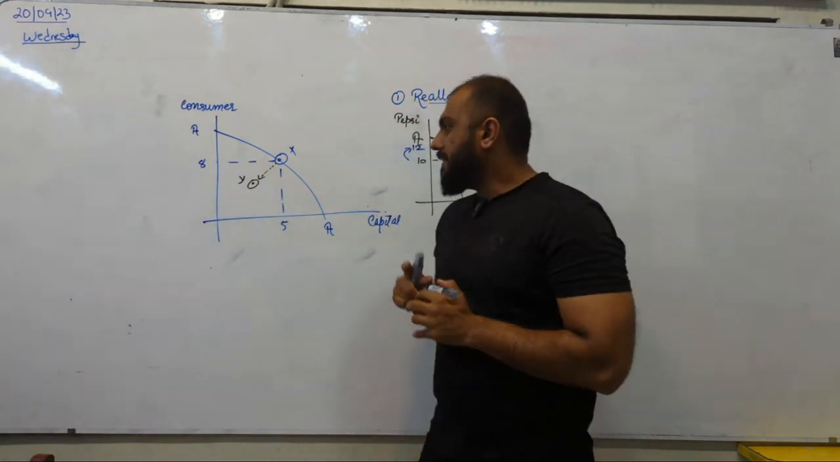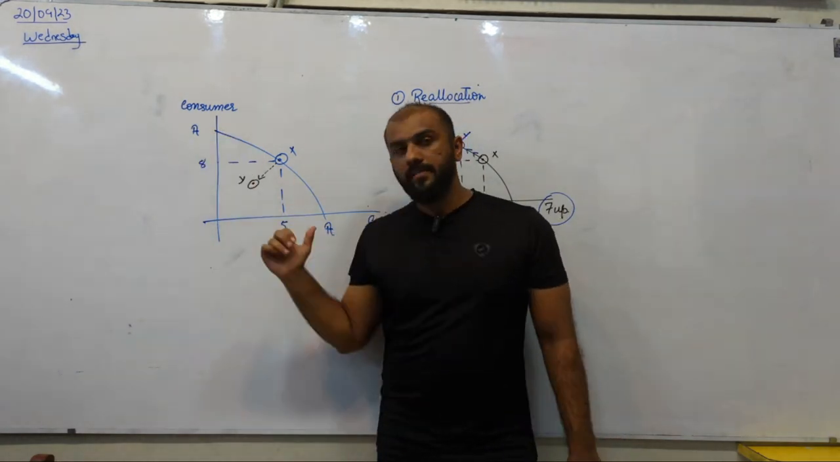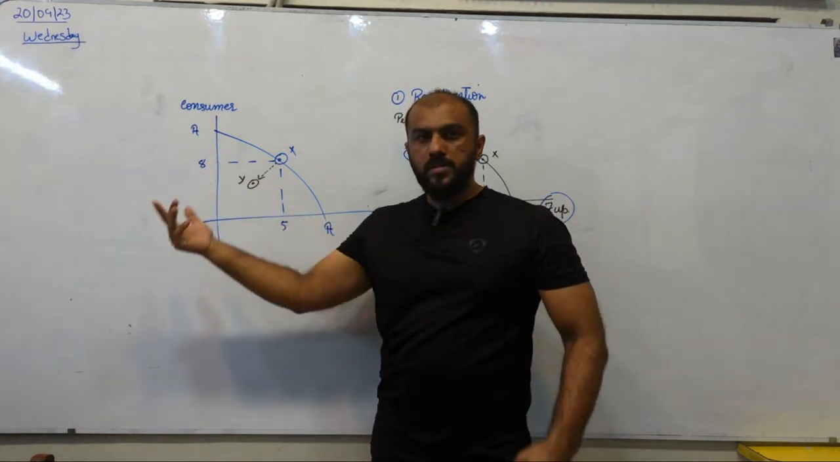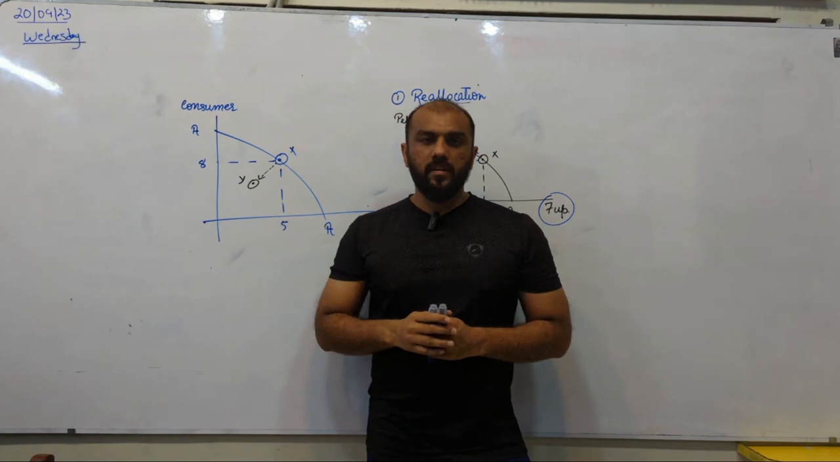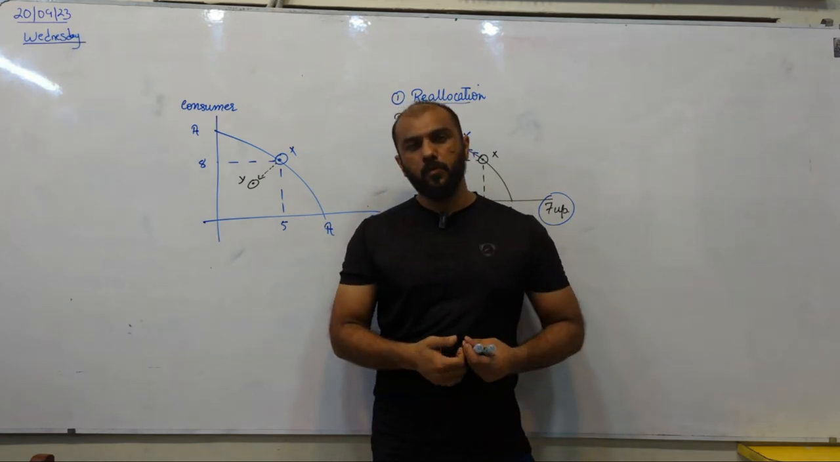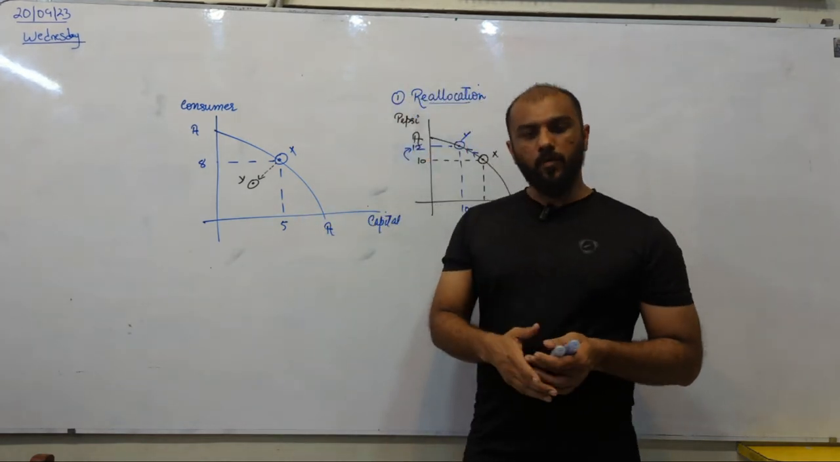Now, this shows that we are producing less consumer and less capital goods. But the capacity AA, which is our PPC, has not decreased. So at any point in the future, if we want to produce more, we can simply employ more resources that are currently unemployed.